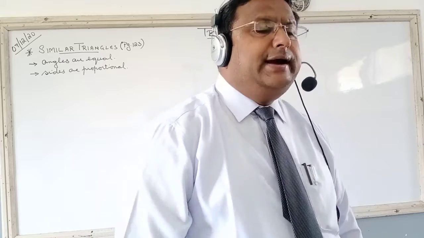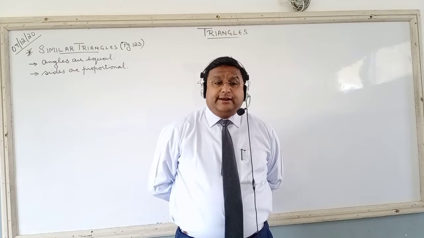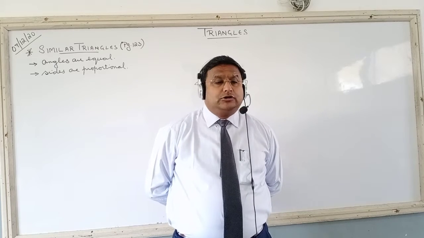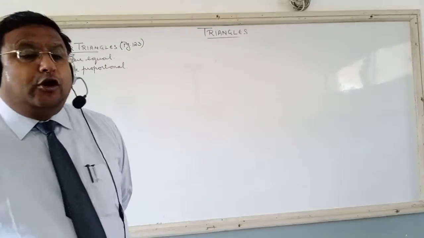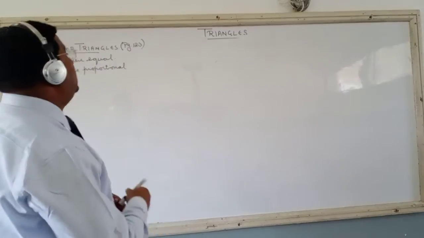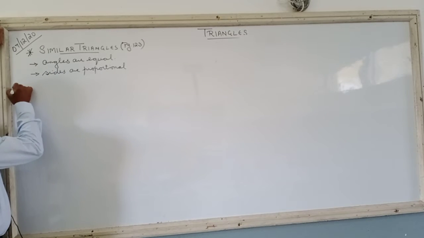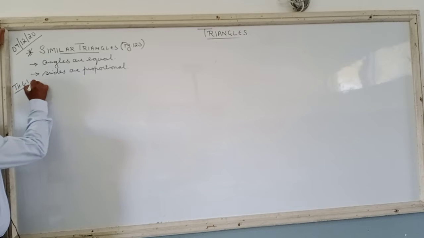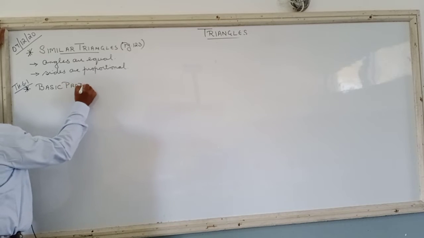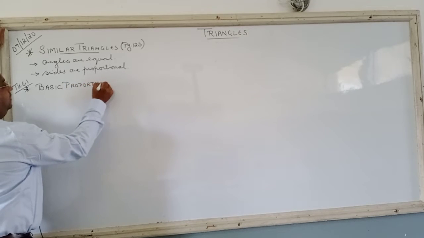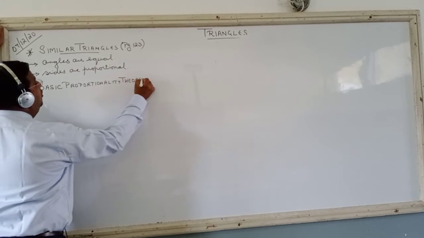Your first property of this chapter, the Basic Proportionality Theorem, BPT in short we call it, or we also call it Thales theorem. Clear? We also call it Thales theorem. So this is the first theorem that we have to prove in this chapter, theorem number 6.1 of your textbook, the Basic Proportionality Theorem. In short form we call it what?